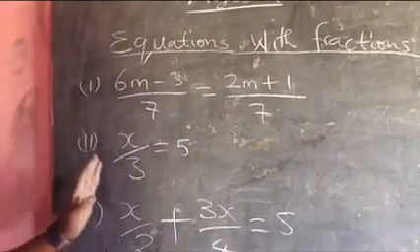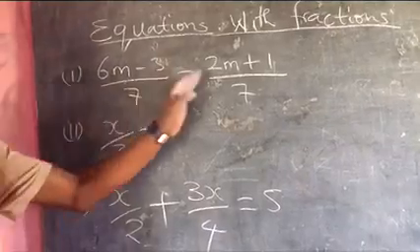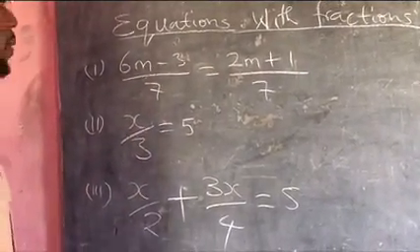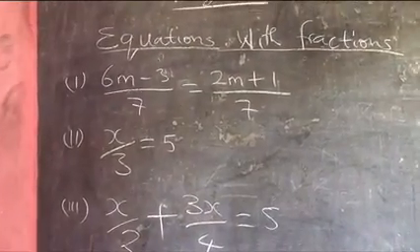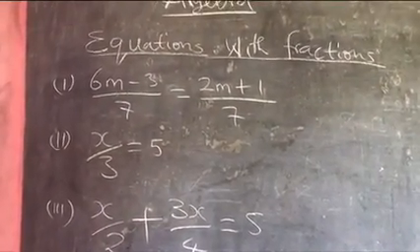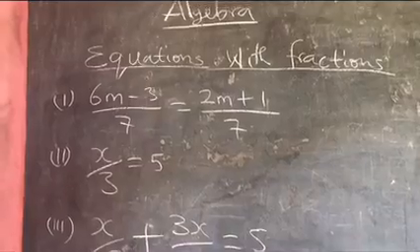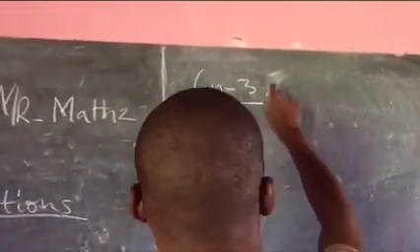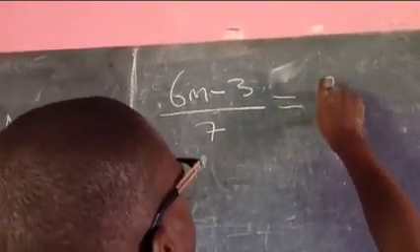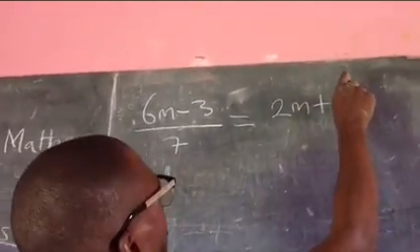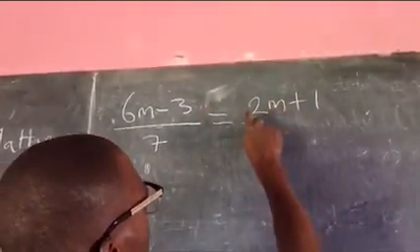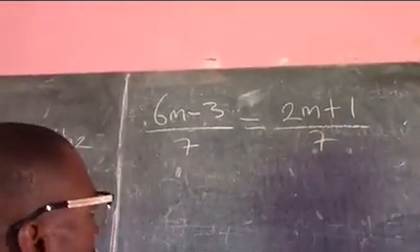So in our class, when we talk about fractions, we start with the first one and we'll solve it. The first one says (6m - 3)/7 = (2m + 1)/7. Right?